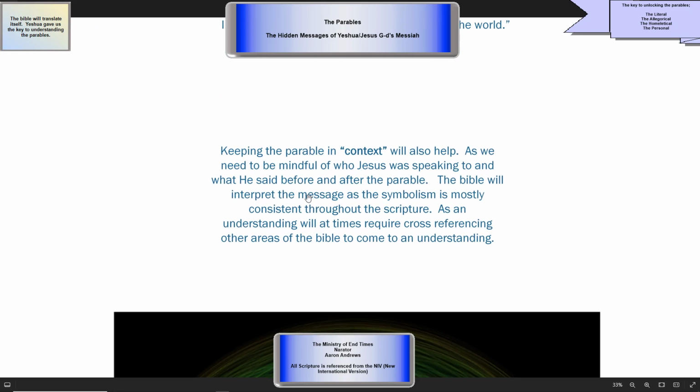And also, along with this four sense method of understanding a parable, we also have to keep the parable in context, as we need to be mindful of who Jesus was speaking to and what he said before and after the parable. The Bible will interpret the message, as the symbolism is mostly consistent throughout the scripture. An understanding will at times require cross-referencing other areas of the Bible. The symbolism found in the parables is defined throughout the Bible.